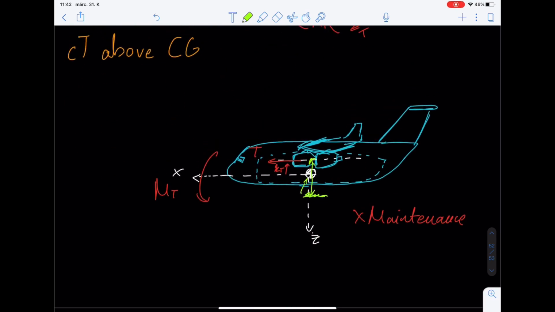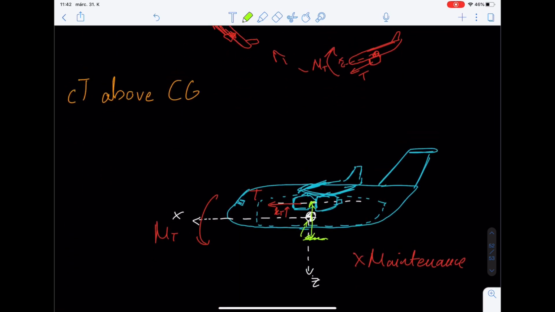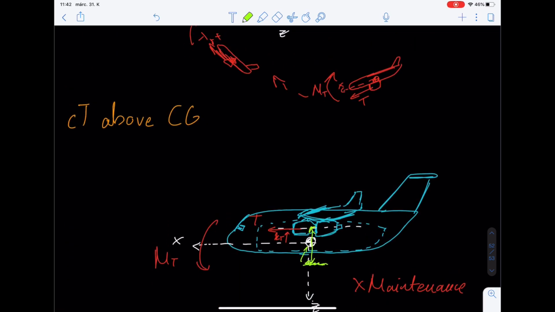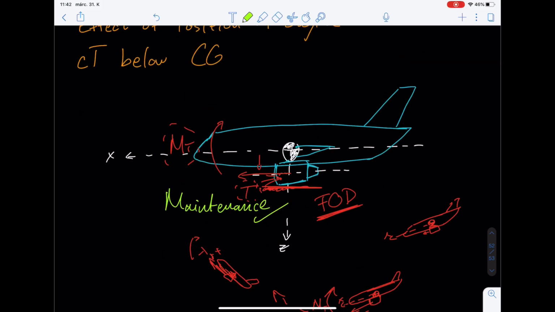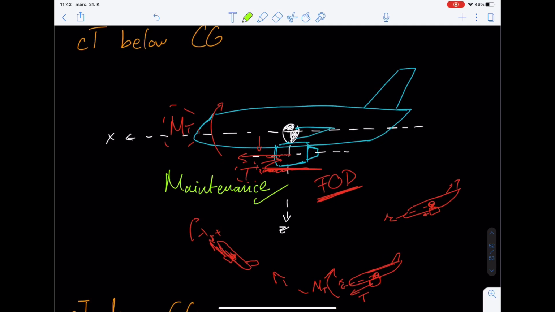Okay, so that's it for this video. In the next one, we'll be looking at the effect of the maximum straight and level speed during the cruise, and after that we'll continue with the effect of range and the endurance during the cruise.